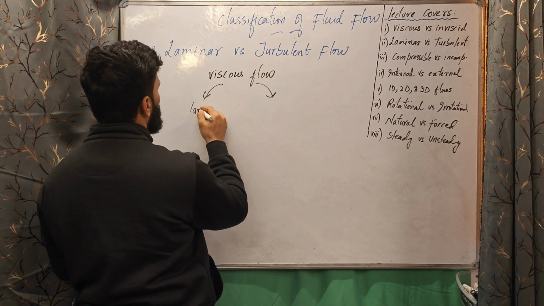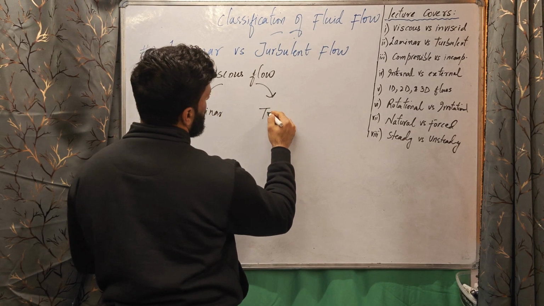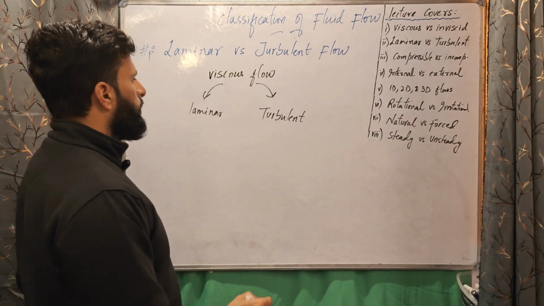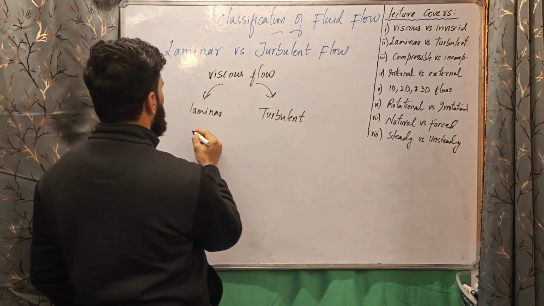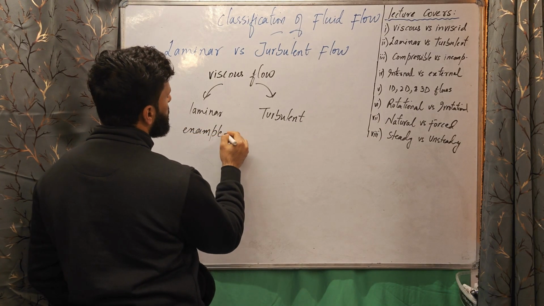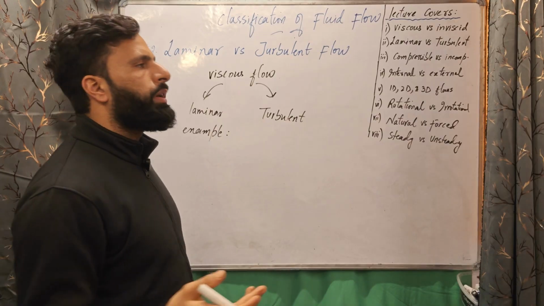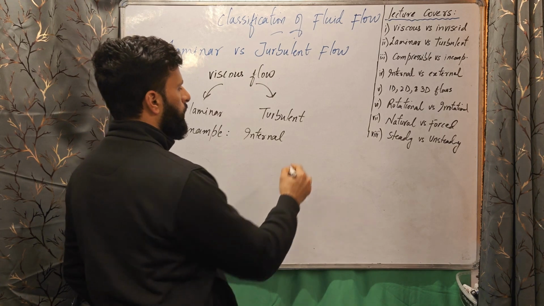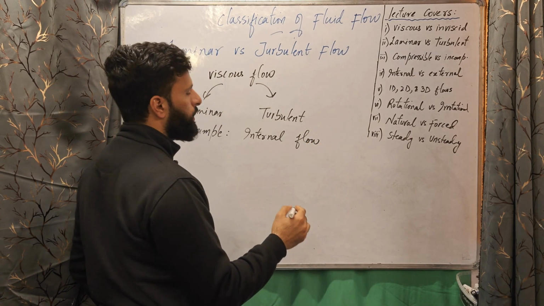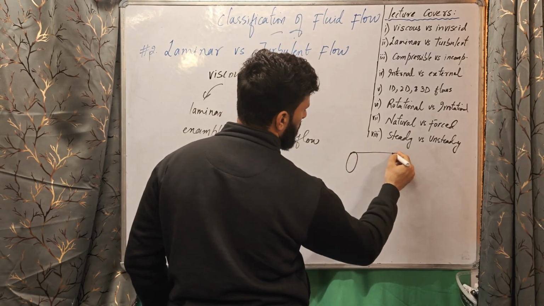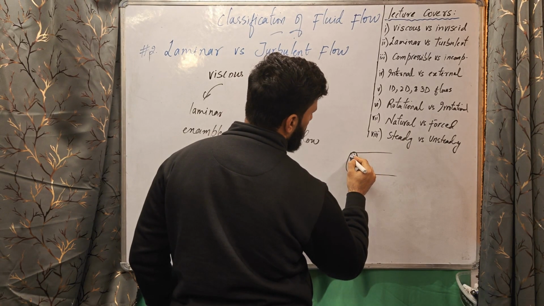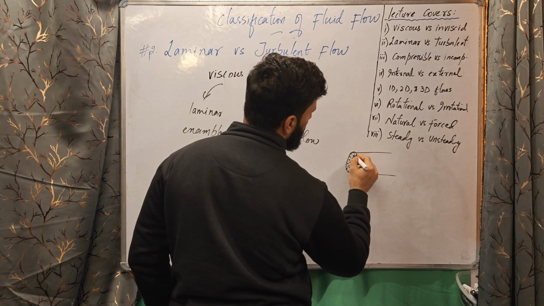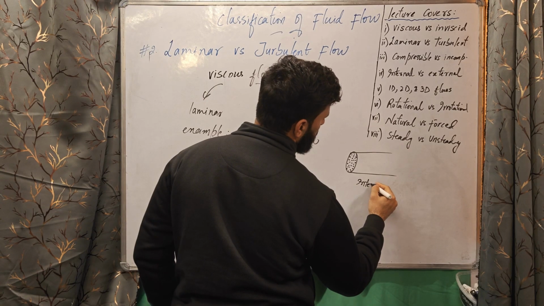One is called laminar and another is called turbulent. These are the two types of viscous flows. Now suppose we know an example of viscous flow is internal flow. Internal flows are viscous dominated, they are viscous flows. So internal flow means flow inside a pipe, fully filled with pipe. Suppose we have a pipe, say circular pipe, and it is fully filled with whether air or water, whether liquid or gas. We call it internal flow.